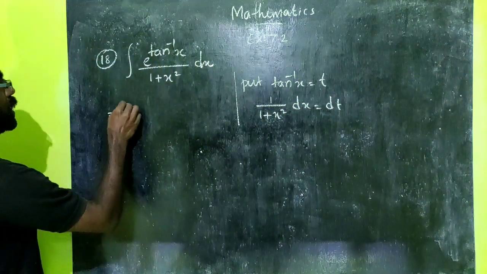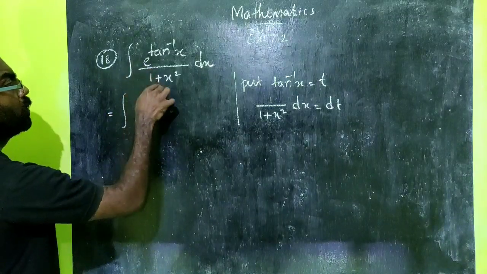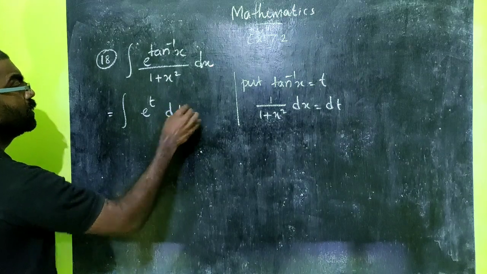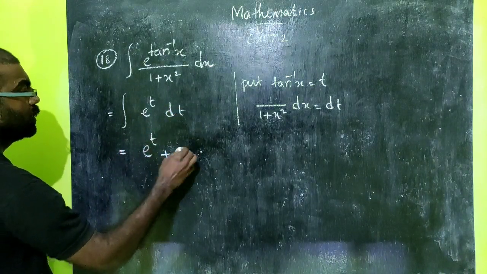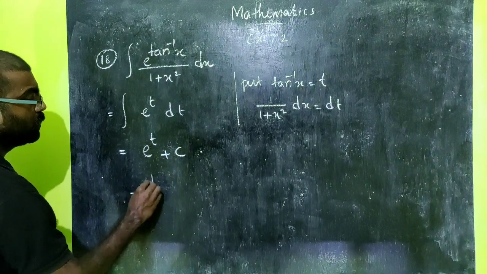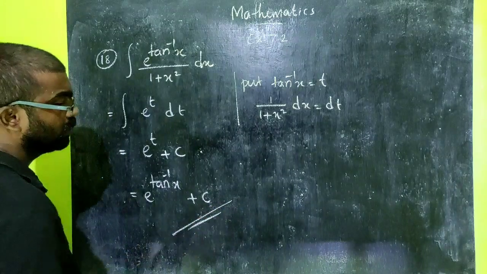So here you can write integral e raised to t. Then 1 by 1 plus x square dx is what? dt. Integral e raised to t dt, so e raised to t plus c. That is e raised to tan inverse x plus c. Okay.